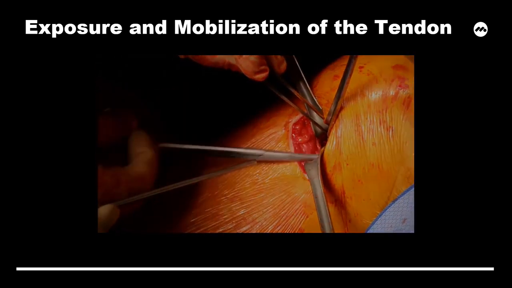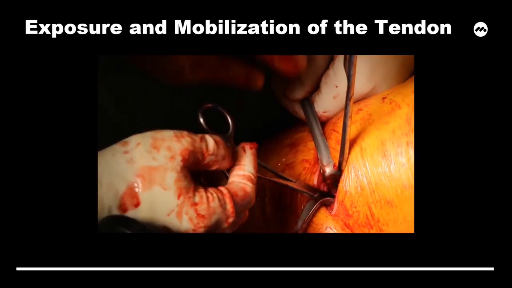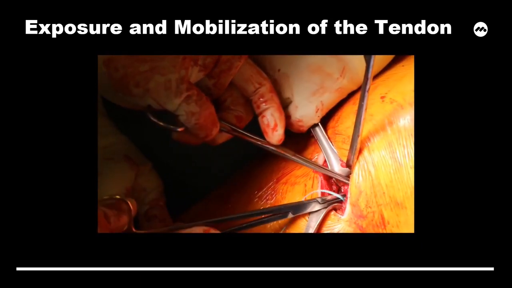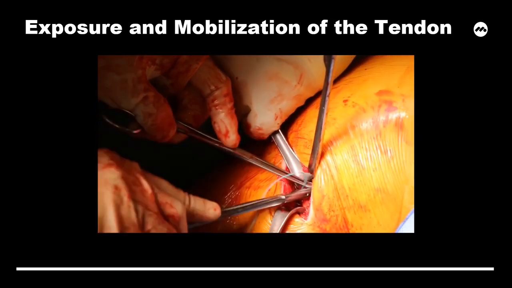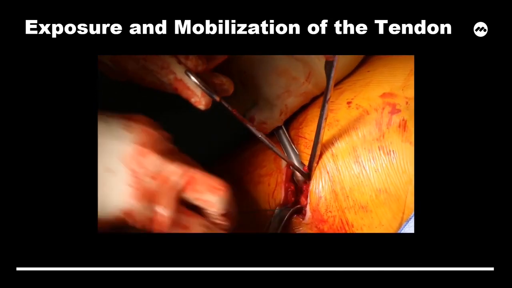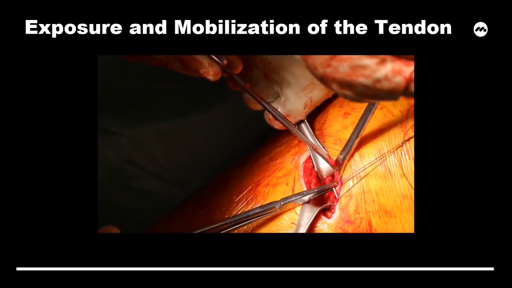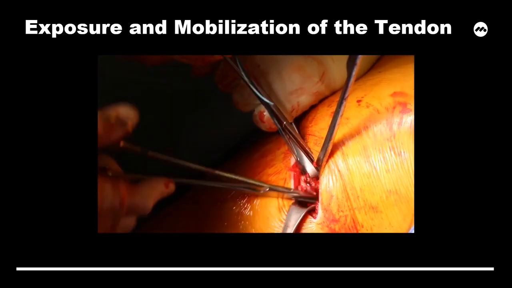Blunt and sharp dissection are utilized to identify the tendon stump, and throughout the case, the sciatic nerve is visualized lateral to the ischium. If there are substantial adhesions from the stump to the nerve or surrounding soft tissues, carefully release these adhesions with a scissor. Once a stump is identified, the stump is mobilized proximally, and traction sutures are placed into the stump, and further blunt dissection is performed for mobilization.